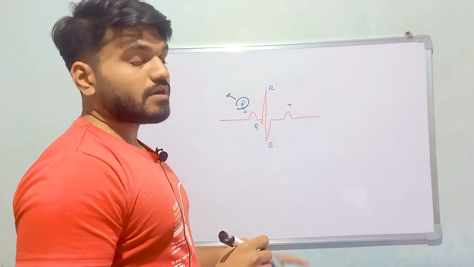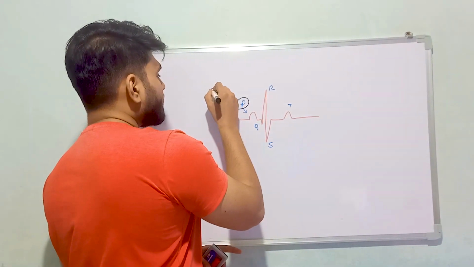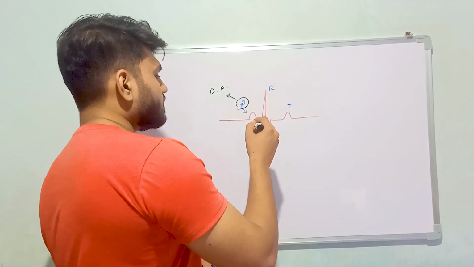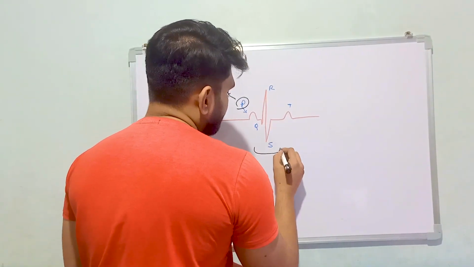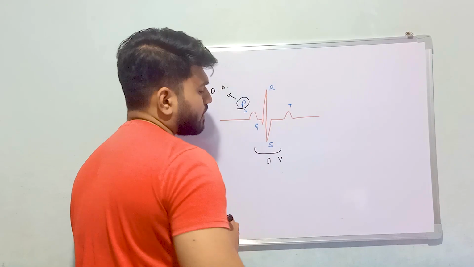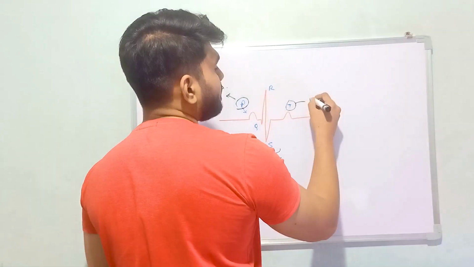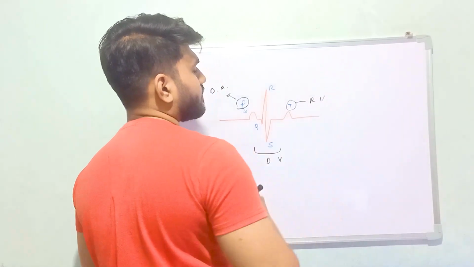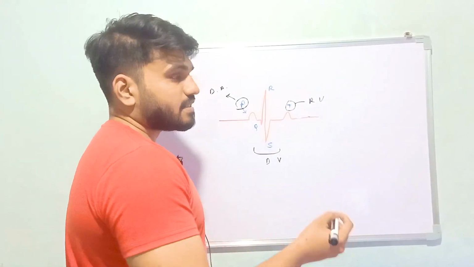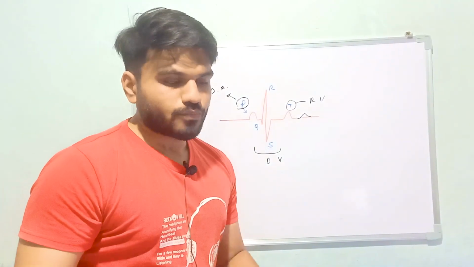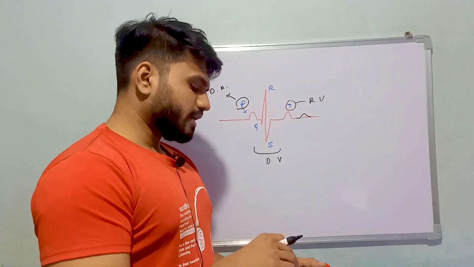So this P wave will represent the depolarization of the atria. This QRS will represent the depolarization of the ventricle, and this T wave will represent the repolarization of the ventricle. Sometimes you're going to see the U wave around here, and that we are going to see at the end of the video. So let's just jump into how to read the ECG.